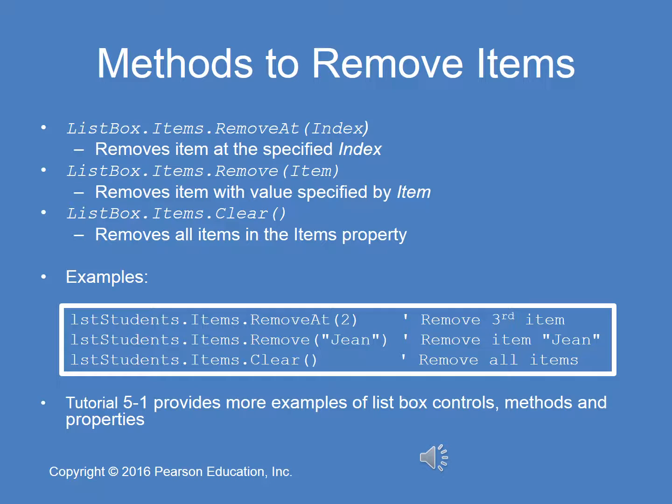Here we have 3 coded examples of RemoveAt, Remove, and Clear. And the first one removes the third item. Notice it's at index 2. 0, 1, 2 is the third item in the list. The second, listStudents.Items.Remove the string, capital JEAN, removes that item. And listStudents.Items.Clear removes all items from the list box.